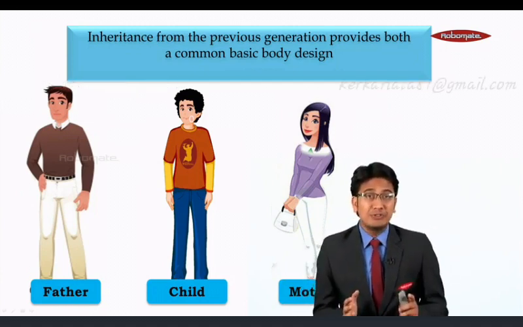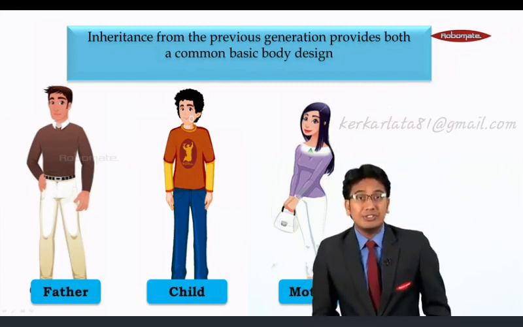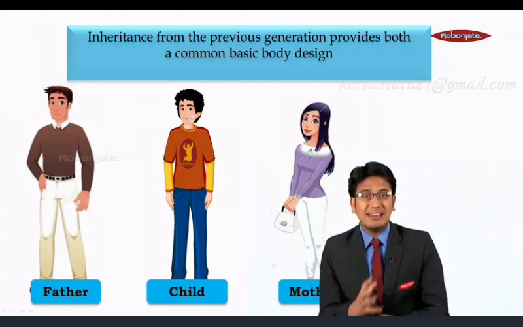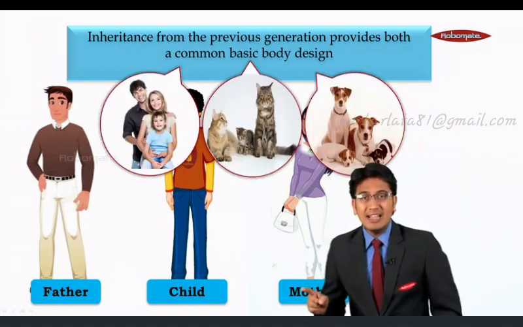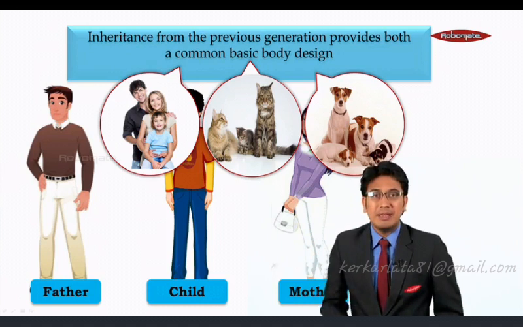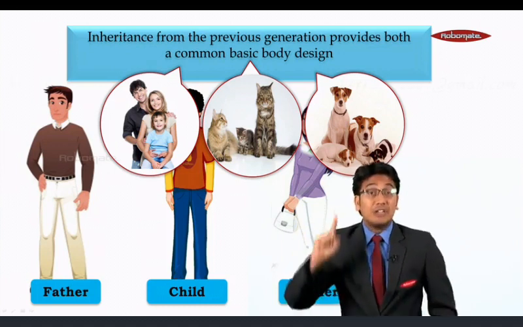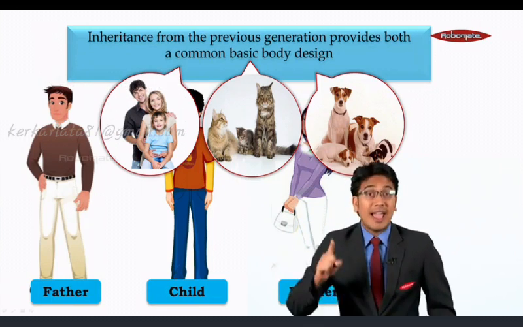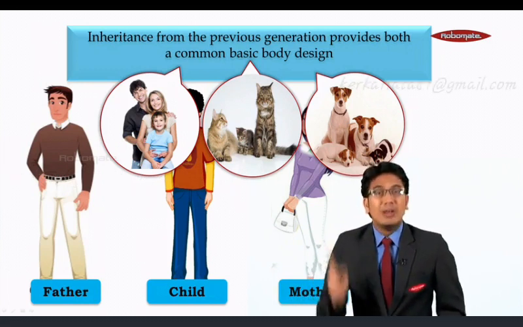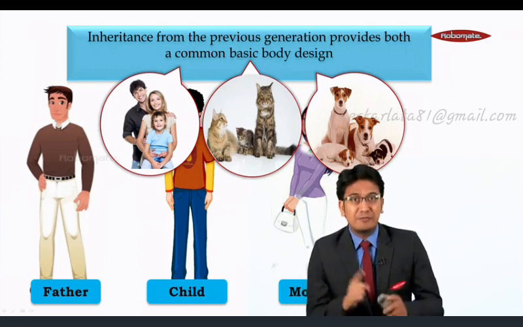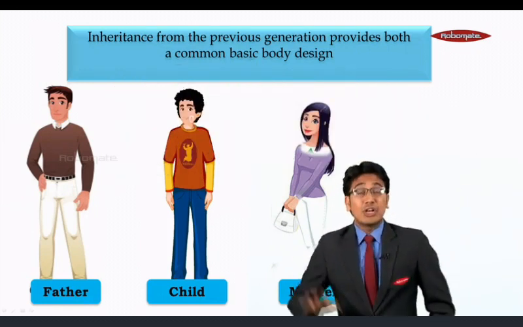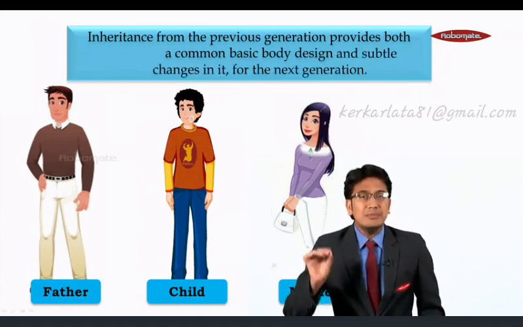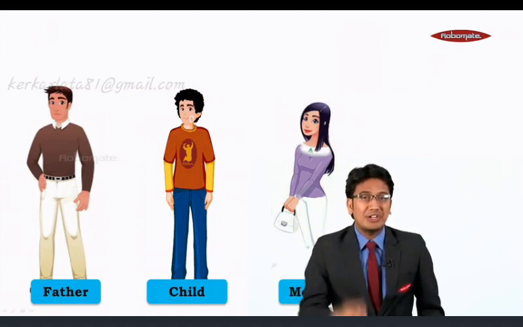Whenever humans reproduce, they give birth to a human baby, because variations are created, but the basic common body design remains the same. In any case, a human baby will be a human baby. A cat's baby will be a cat's baby. A dog's baby will be a dog's baby. A human will give birth to a human. A cat will give birth to a cat. A dog will give birth to a dog. A tiger will give birth to a tiger only. So the common basic body design is maintained, with minimum changes in it for the next generation.